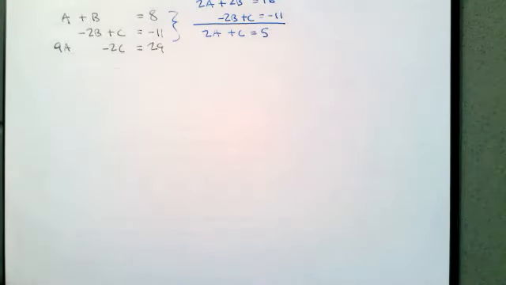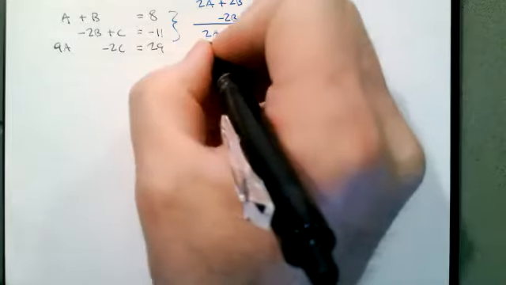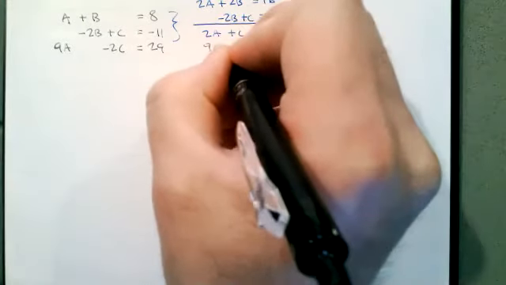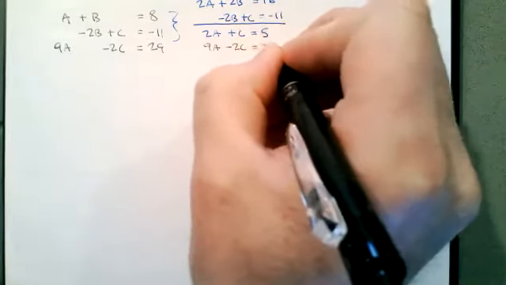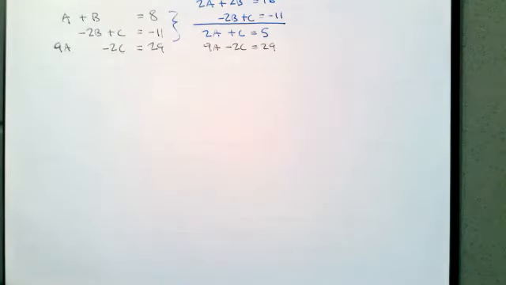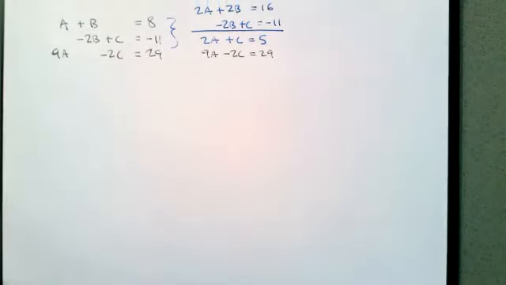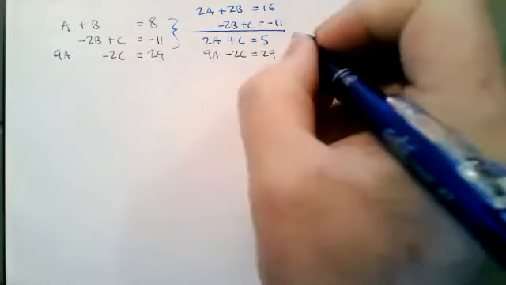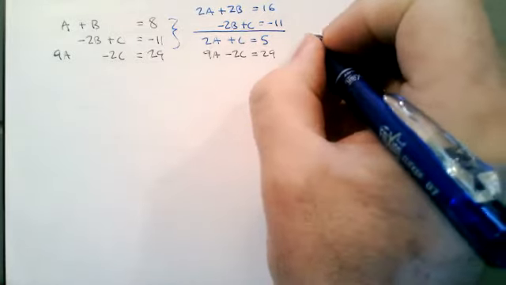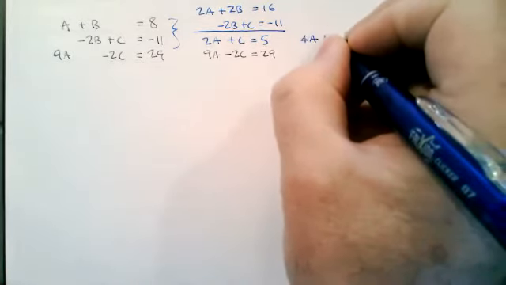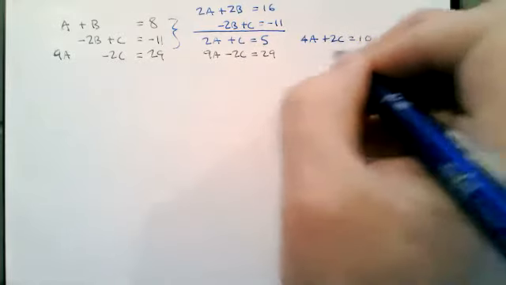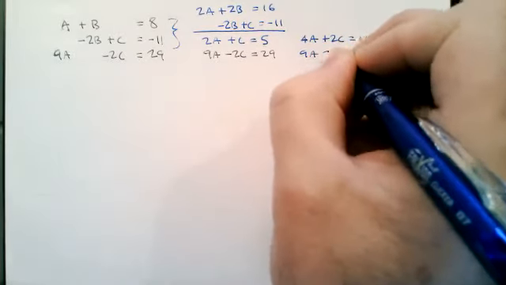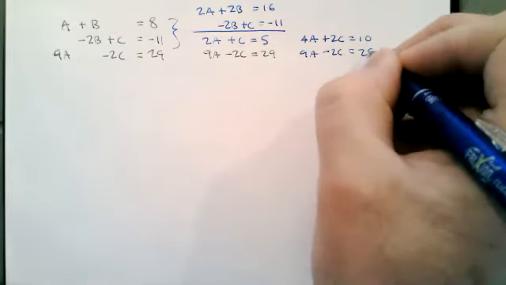And this one I will combine with the 9a minus 2c equals 29. And I'll multiply this 2a plus c by 2 again, so I can eliminate the c and find out what a is. So now I'll multiply this one by 2. So 4a plus 2c is equal to 10, and 9a minus 2c is equal to 29.